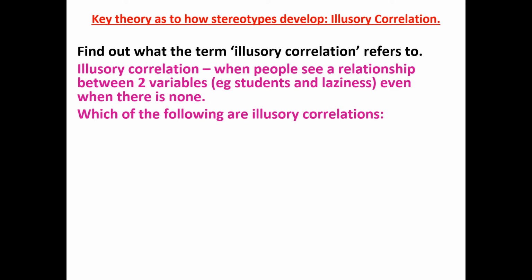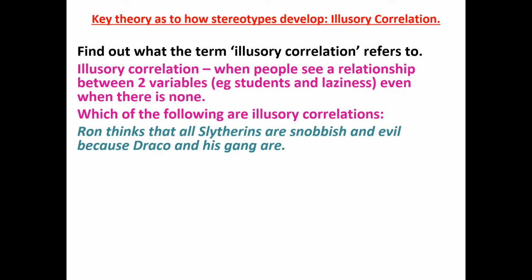Okay, so let's think about which of the following are illusory correlations. Ron thinks that all Slytherins are snobbish and evil because Draco and his gang are. What do we think about that? Write down what you think. Is that illusory correlation or not?